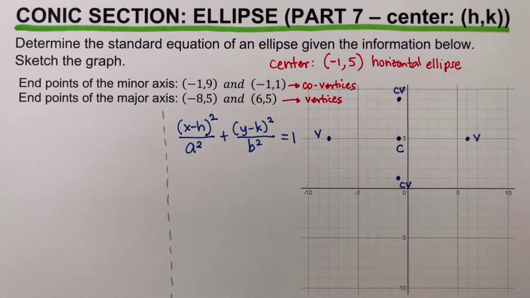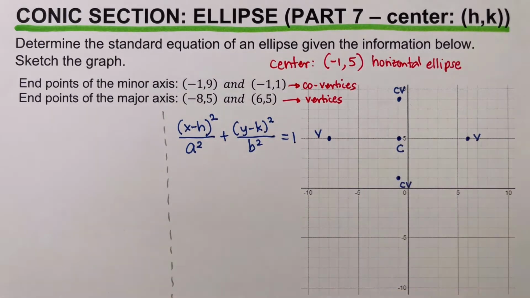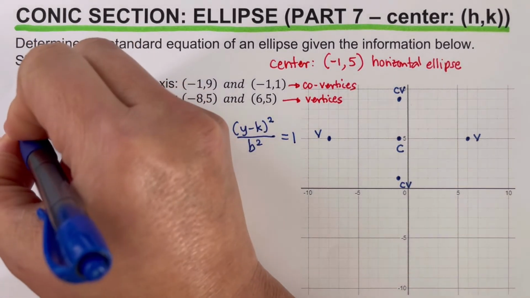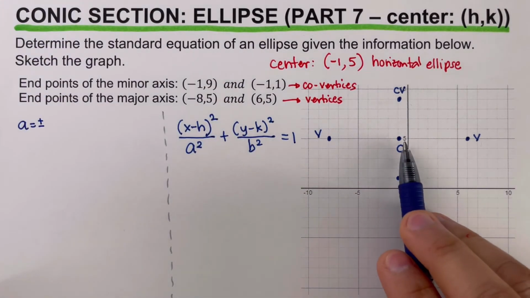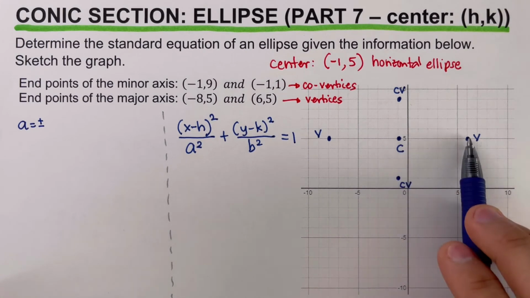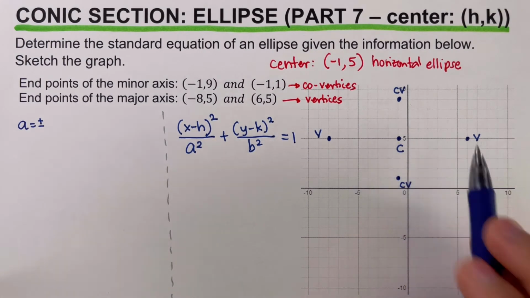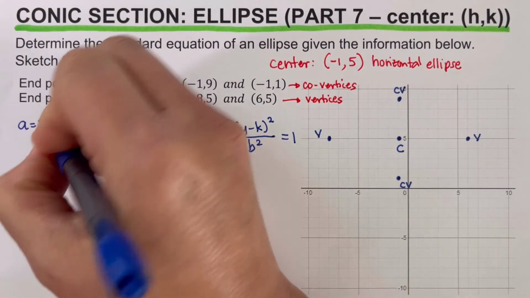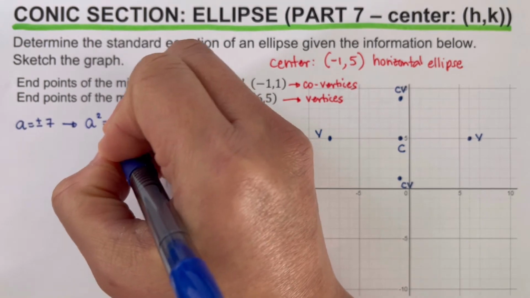Now looking at this, we remember that the distance from the center to the vertex is represented as letter a. So in this problem, we can use the distance formula to determine the distance between these two, or we can go ahead and count it. 1, 2, 3, 4, 5, 6, 7. So that's plus or minus 7. This tells us that our a squared is 49.